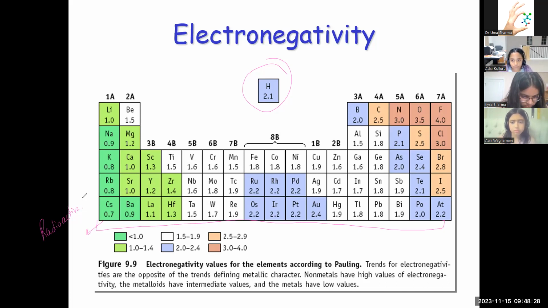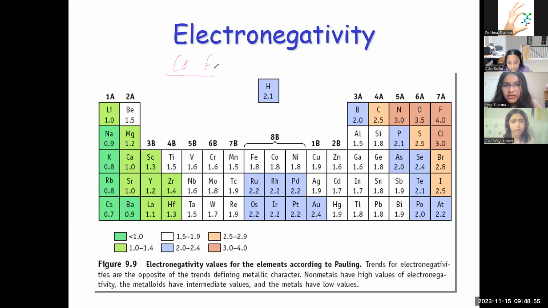Now look at the values. Which one has the highest electronegativity value? Fluorine, with 4.0. It's the smallest atom, right? And which one has the smallest? Cesium. If cesium is approaching fluorine, what kind of compound are they going to make? Ionic, covalent, or what? It's ionic, because it's metal with non-metal.